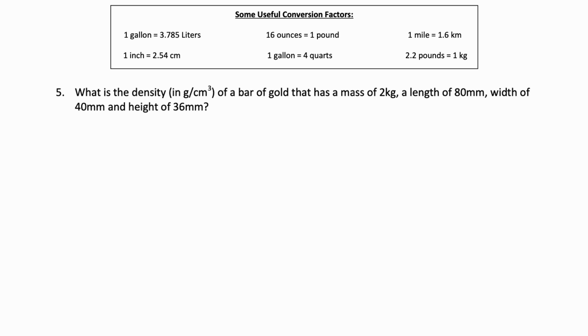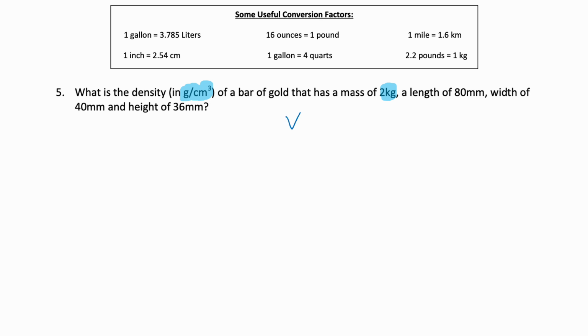All right, number 5, what is the density in grams per centimeters cubed of a bar of gold that has a mass of 2 kilograms, a length of 80 millimeters, width of 40 millimeters, and height of 36 millimeters? So again, let's figure out what we're trying to get to and figure out what we're given. So we know that we're trying to get to density, and density is grams per centimeters cubed, and we are given kilograms, and we are given a length, a width, and a height, which we know is volume.